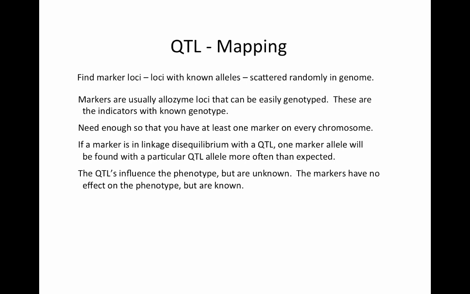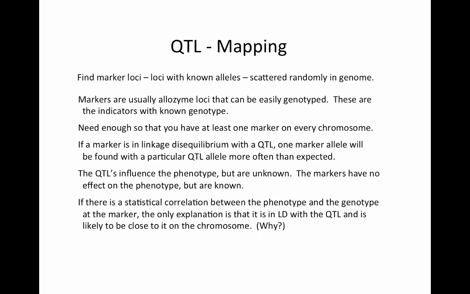The markers have no effect on the phenotype. They're just randomly chosen loci where you can easily figure out what the alleles are. But the genotype is known, and the location is known. So you can use these two knowns.